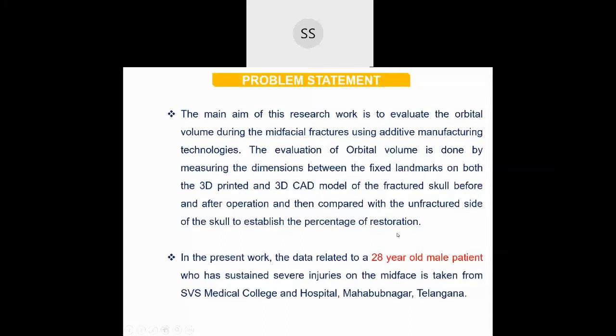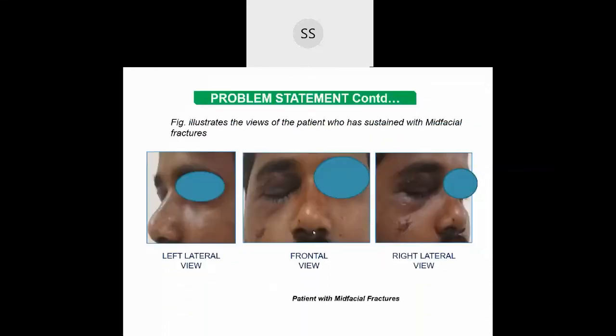In the present work, we are considering a 28-year-old male patient who sustained severe injuries on the midface. We took the help of S-Face Medical College Hospital. I think Dr. Abhinandan was there. I worked with him, and we have done this work. So this is how the fracture happened to this person's eye. You can see it from the left, frontally, and from the right, laterally.